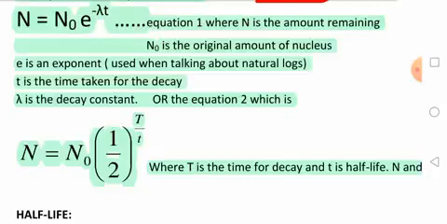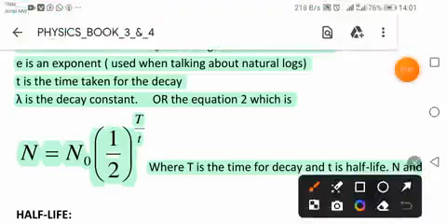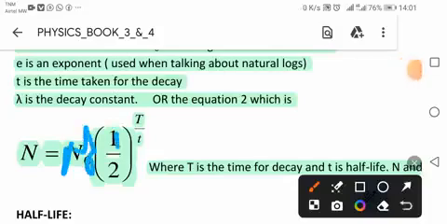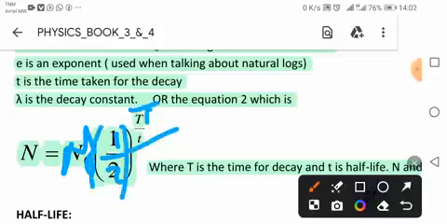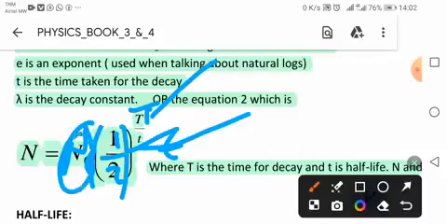N0 is the number of original amount, (1/2) to the power T over small t. So T is the time taken and small t is the half-life. N0 is the original amount, and N is the amount remaining.